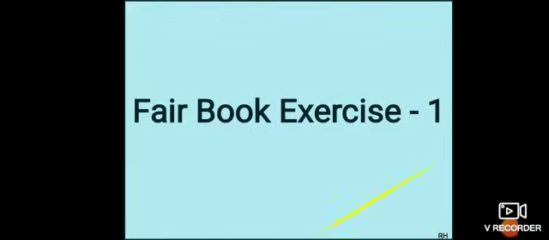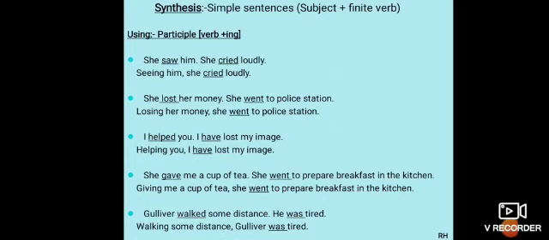Now we'll go for the fair book exercise 1. It is simple synthesis, subject plus finite verb. The very first topic is the participle, as I've already explained to you. Number 1: She saw him, she cried loudly. The very first step is to find the finite verbs. So saw and cried.